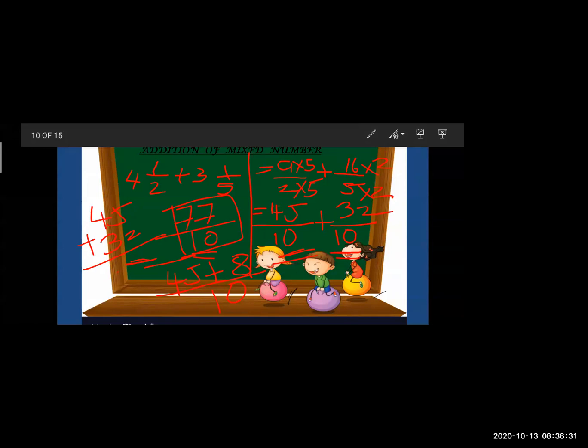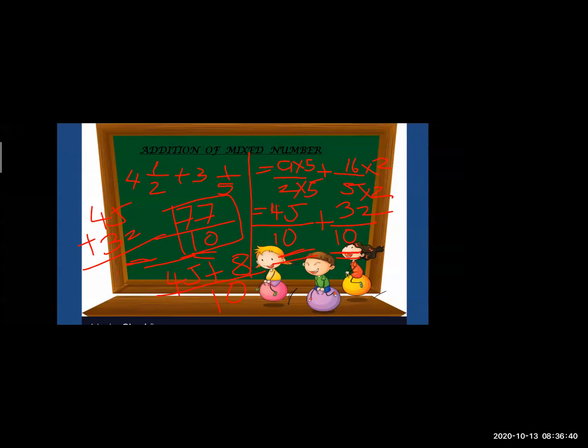Now you know how to add mixed numbers. The same process is for subtraction also. Here we have a slide for subtraction of mixed numbers. We have to do the same, just subtract instead of plus. We have to convert to an improper fraction, then make the denominators equal, and then subtract.